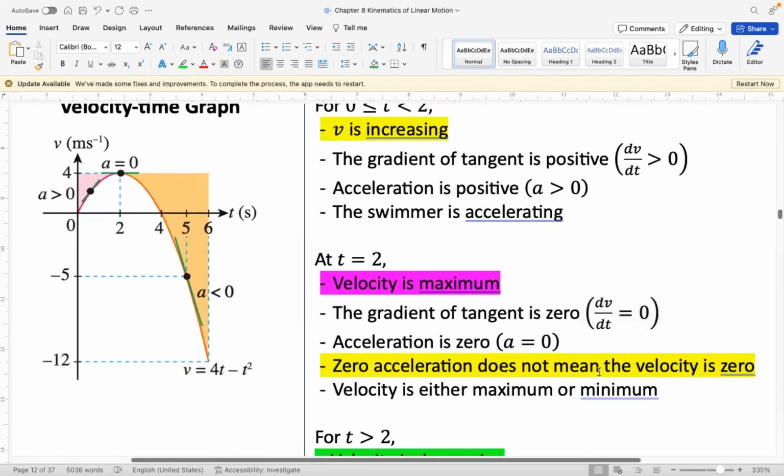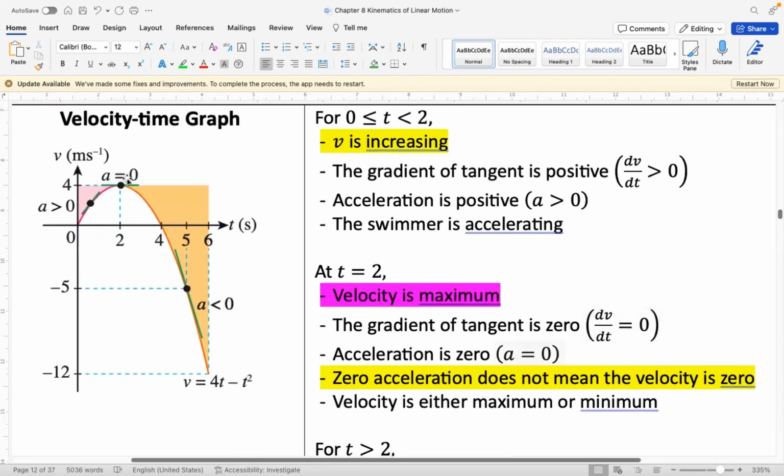Okay, so you have to remember that when you have 0 acceleration, it doesn't mean that velocity is 0. In fact, it means velocity is either maximum or minimum. So in this case here, velocity is maximum and you have a equals to 0.